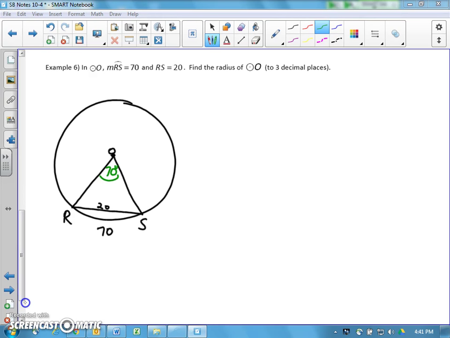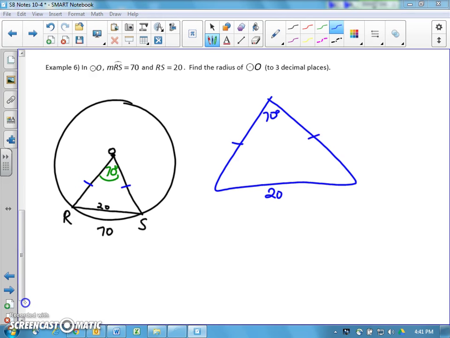So let's pull this triangle out and take a look at it. What I have is a triangle with a 70-degree measure and a 20 unit side. Well, since these are both radii, I know that those are congruent, making this an isosceles triangle, which means these angles have to be congruent. That will help me find those. Subtracting from 180 gives us 110. Divide that in 2, and we find these to be 65-degree angles.